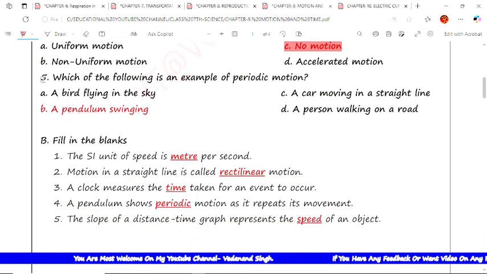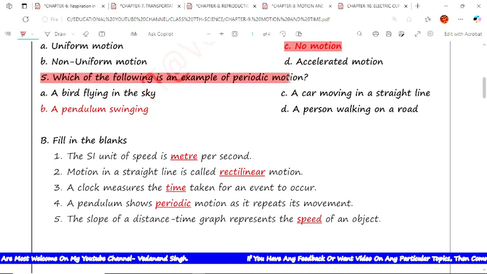Now the next question is: which of the following is an example of periodic motion? The options are a bird flying in the sky, a car moving on a straight line, a pendulum swinging, and a person walking on a road. The correct option is a pendulum swinging, and B is the correct option.